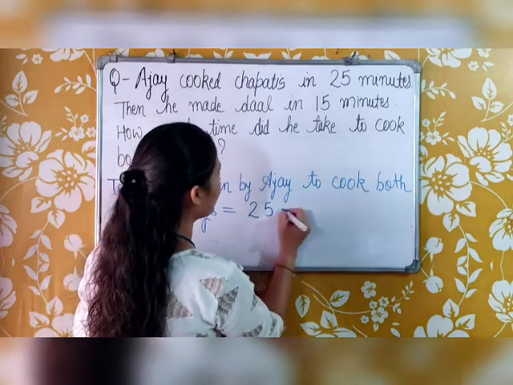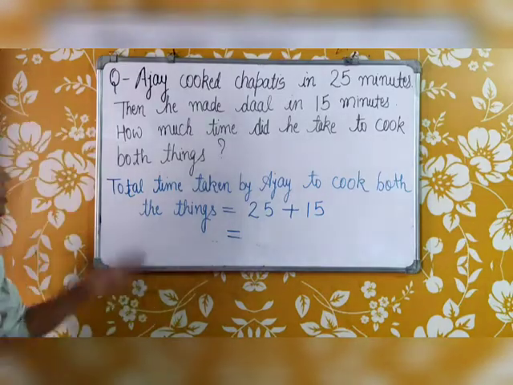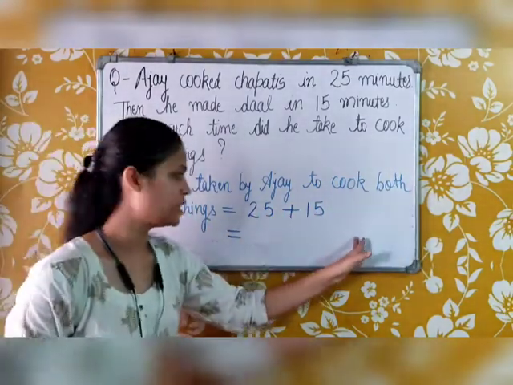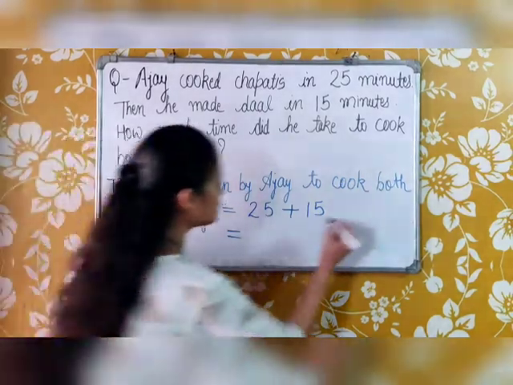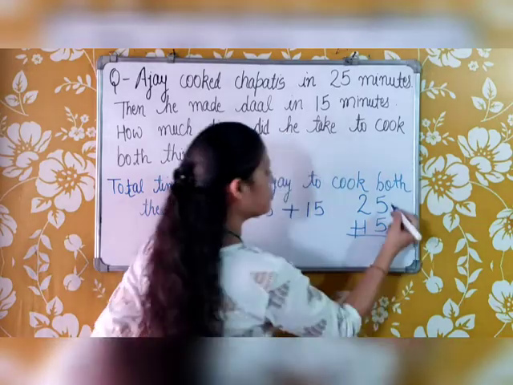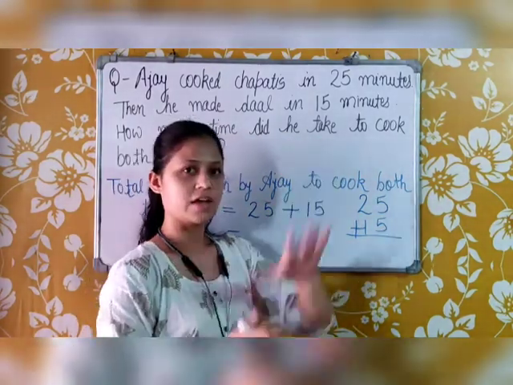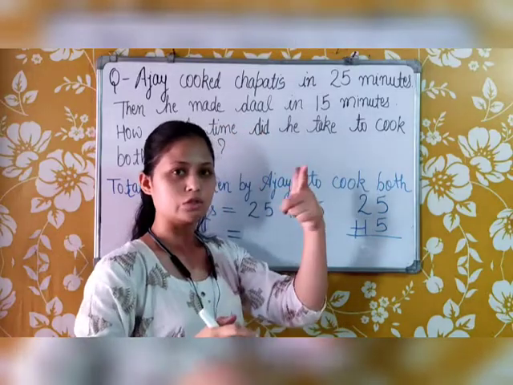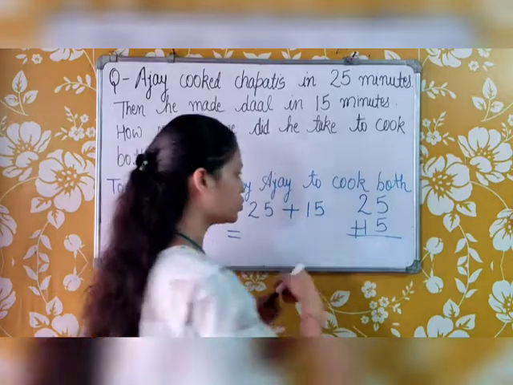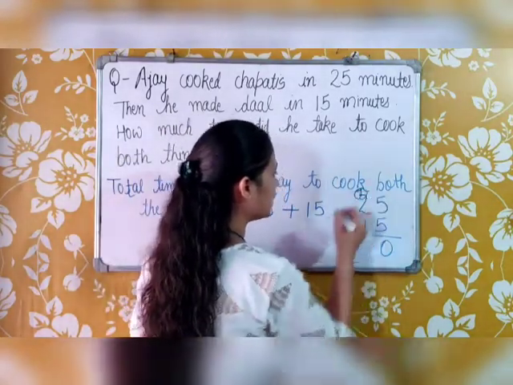So we will do 25 plus 15. Let's do 25 plus 15. 5 plus 5 is 10. 1, 2, 3, 4, 5, 6, 7, 8, 9 and 10. So this will be 0 and 1 will go in carry.